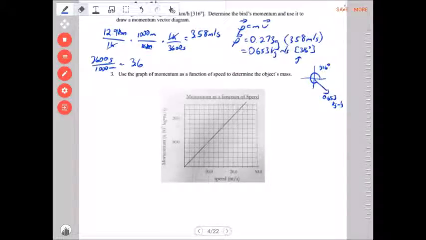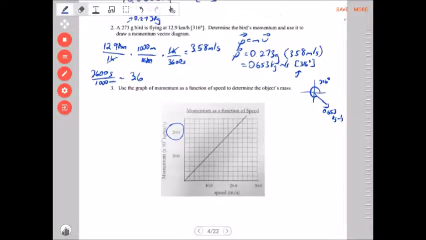Alright, number 3. Use the graph of momentum as a function of speed to determine the object's mass. We're going to look at this graph, and the first thing we notice is momentum as a function of speed. On the side it says momentum times 10 to the 3 kilograms meters per second. So whatever number we choose for this, we're going to times it by 10 to the power of 3. Not a big deal.